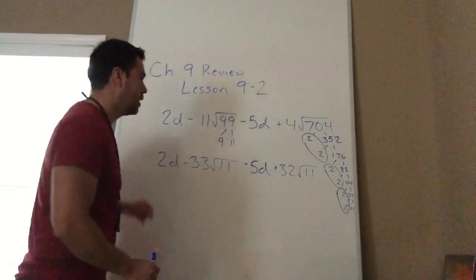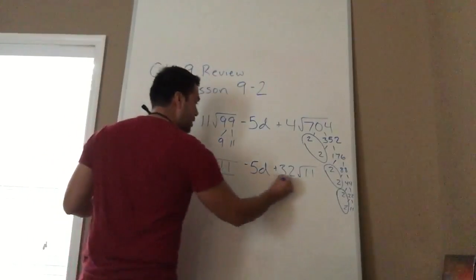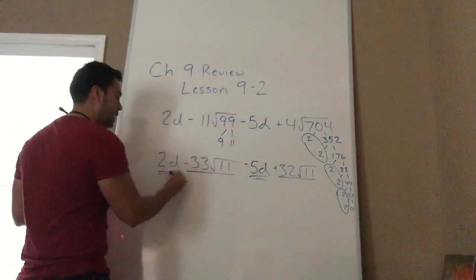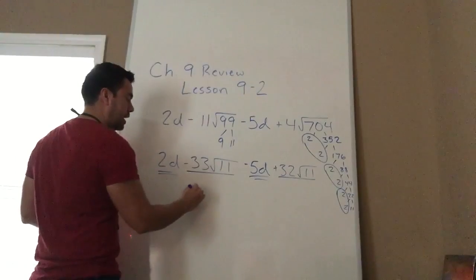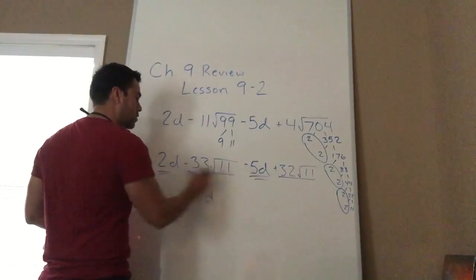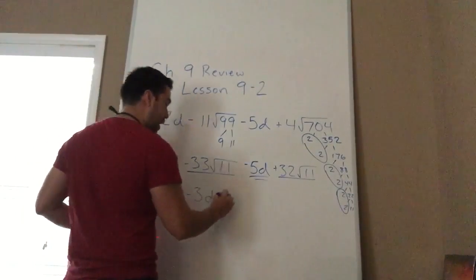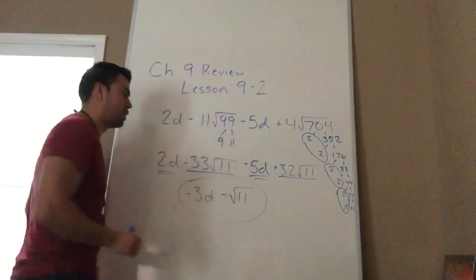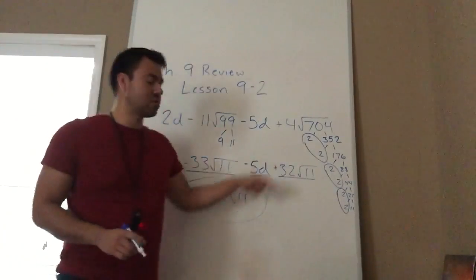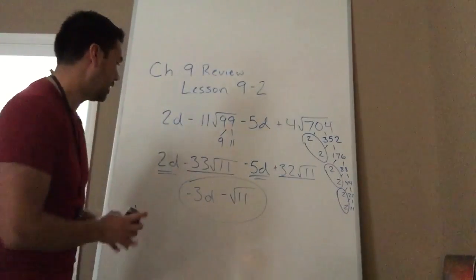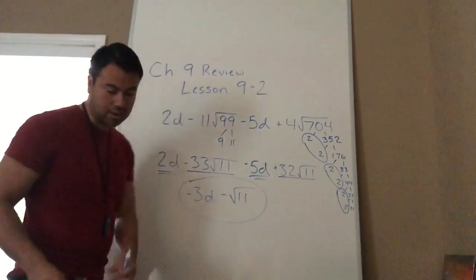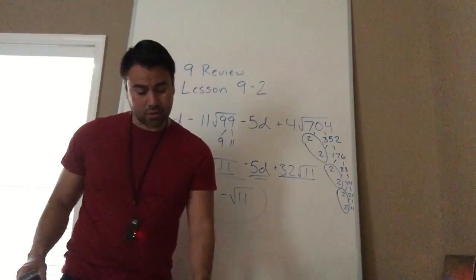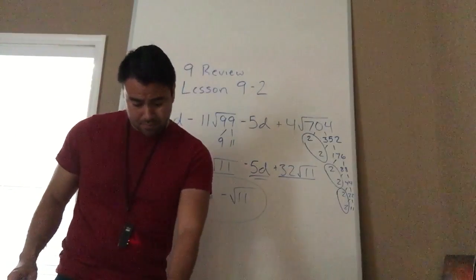So I'm going to add these 2 together and these 2 together, and so I get negative 3d, so I added those 2 together, and then minus the square root of 11, or minus 1 times the square root of 11, because negative 33 plus 32 is negative 1. Okay, so that would be your simplified answer for that problem.